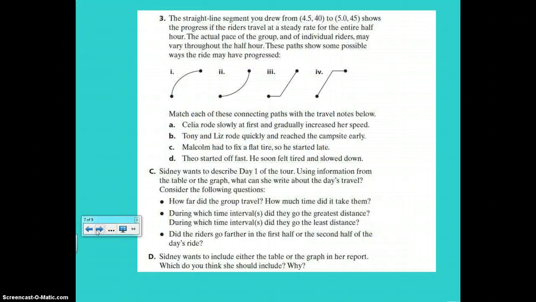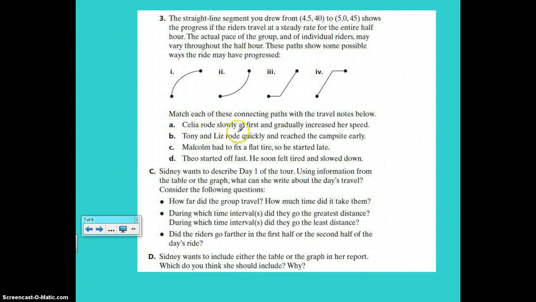Question 3 says the straight line segments you drew from x 4.5, y 40 to x 5.0, y 45 show the progress if the riders traveled at a steady rate for the entire half hour. Not really likely to happen, right? The actual pace of the group and individual riders may vary throughout the half hour. These paths show some ways the riders may have progressed. You want to do a matching problem here. Match each of these connecting paths with the travel notes noted below.